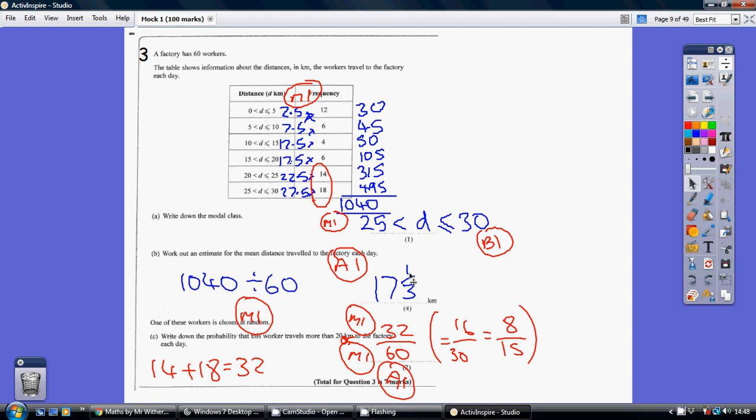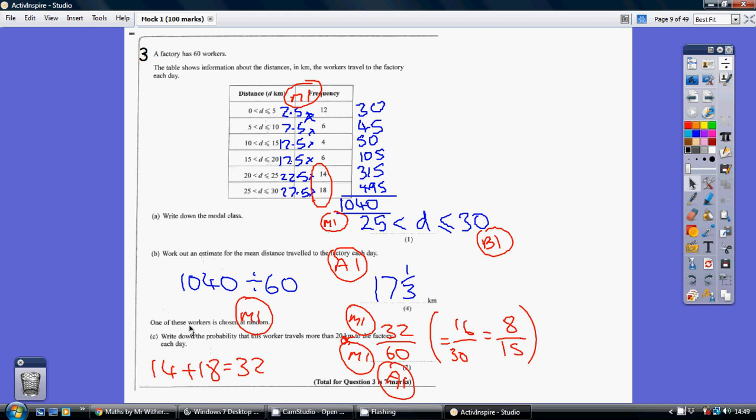Now have a care at this point. Don't go and just round that because it says it's an estimate. We're not supposed here to give an estimate of a final answer. The estimating has all come about from this initial decision to assume that the workers travelled exactly 2.5 kilometres, etc. So don't fall into the trap of rounding your answer just because this is called an estimate for the mean.